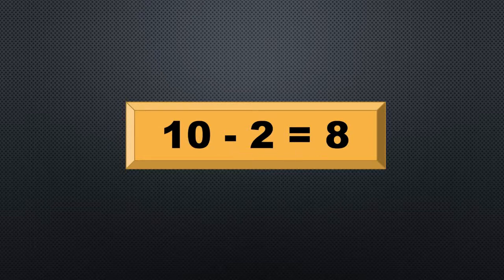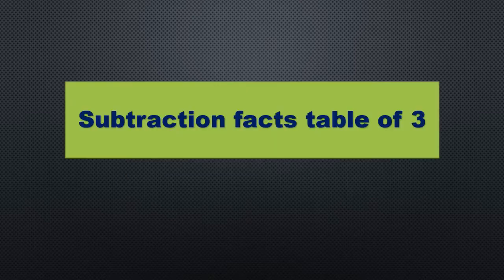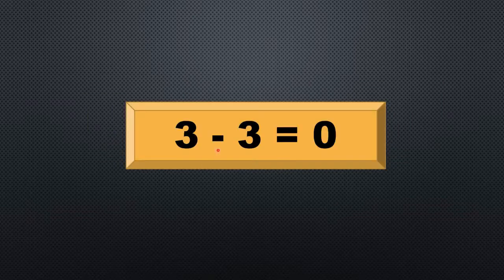Now let's see the subtraction facts table of 3. 3 minus 3 is equal to 0. 4 minus 3 is equal to 1. 5 minus 3 is equal to 2. 6 minus 3 is equal to 3.